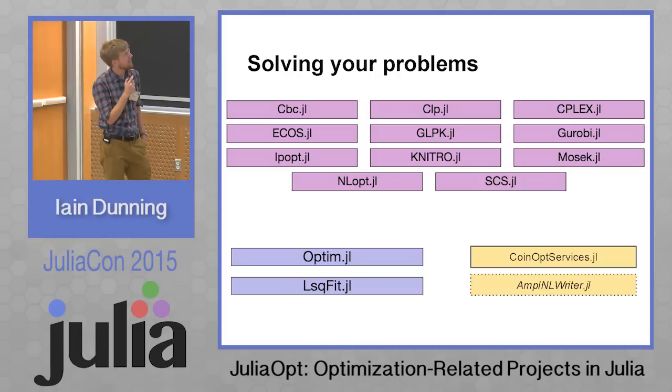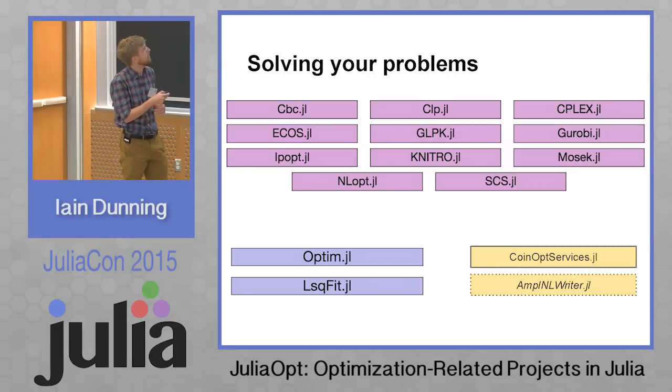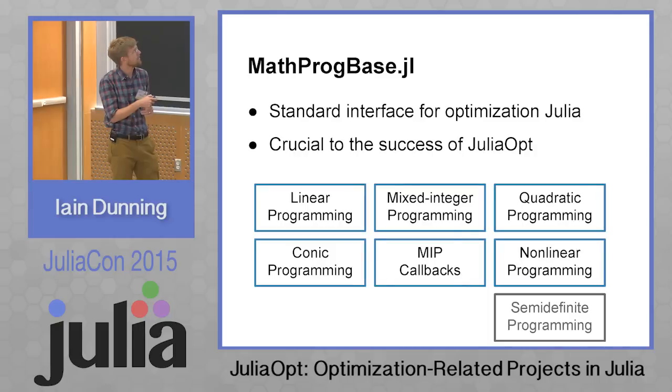NLopt is meant for more simply constrained problems, but can handle pretty much anything you throw at it. It has a wide variety of algorithms that can handle some pretty pathological things. And SCS can handle linear programs all the way up to semi-definite optimization. And of course, if you don't have to worry about all of these constraints, then Optim.jl is your friend, or maybe even least squares fit.